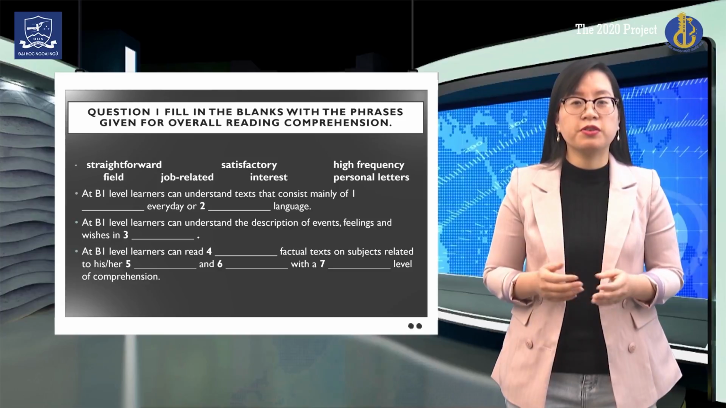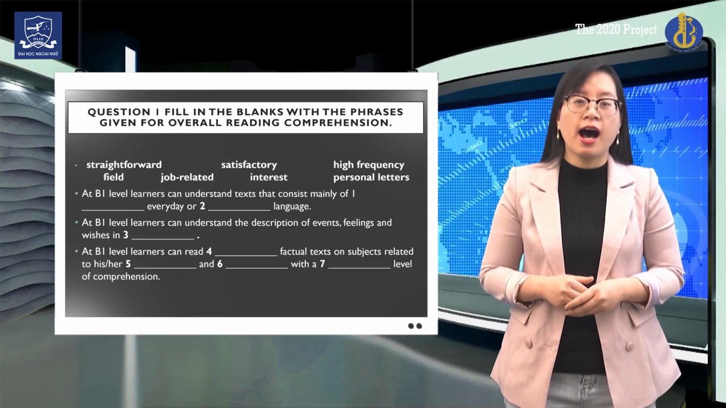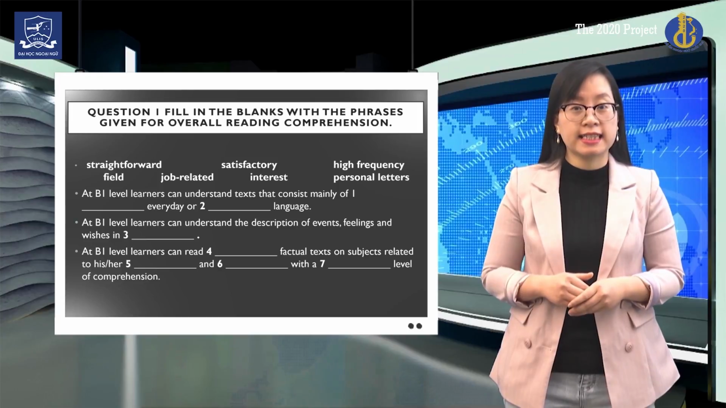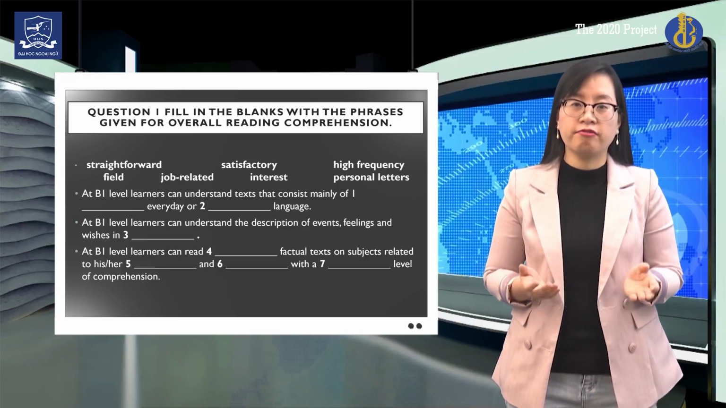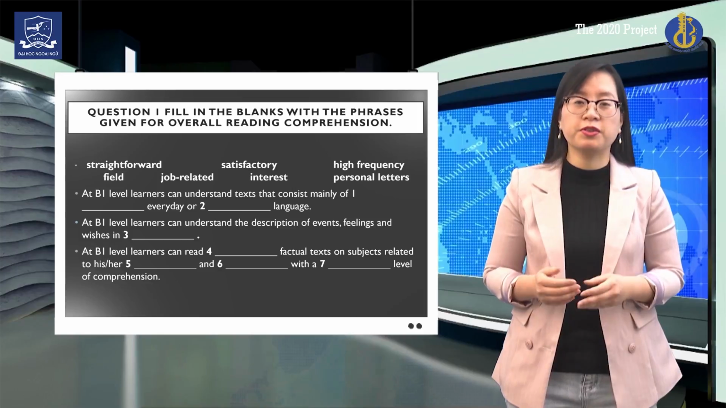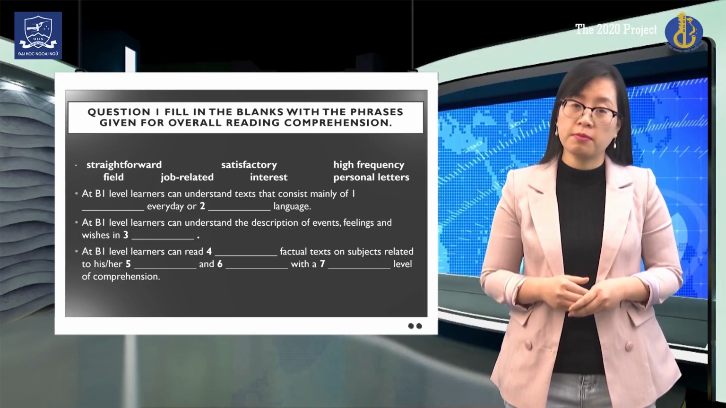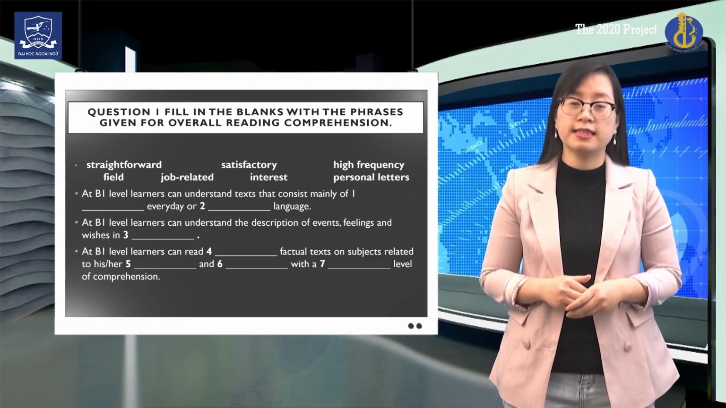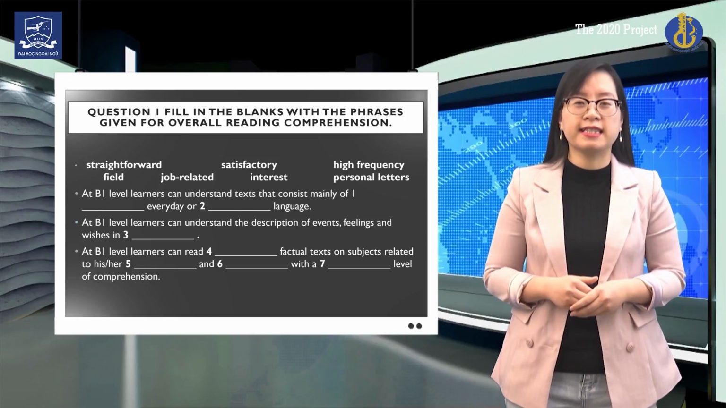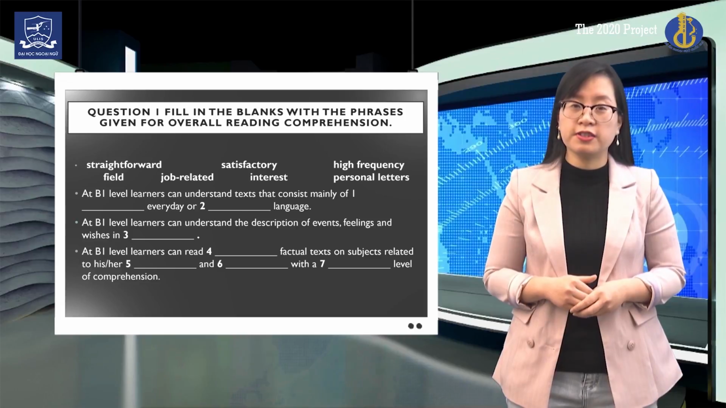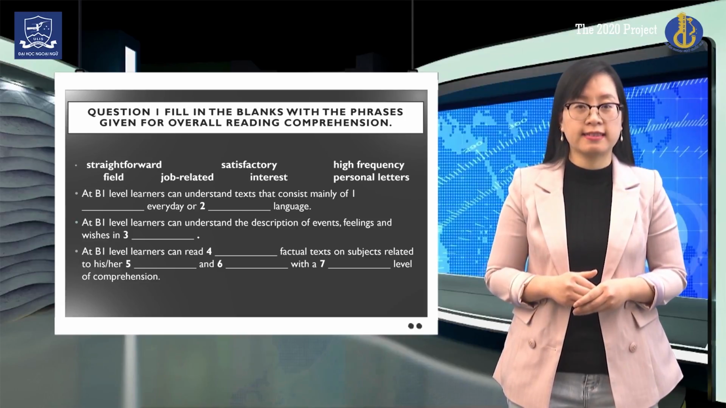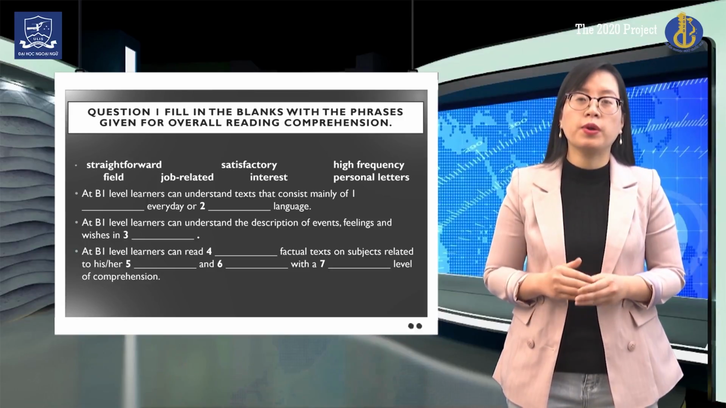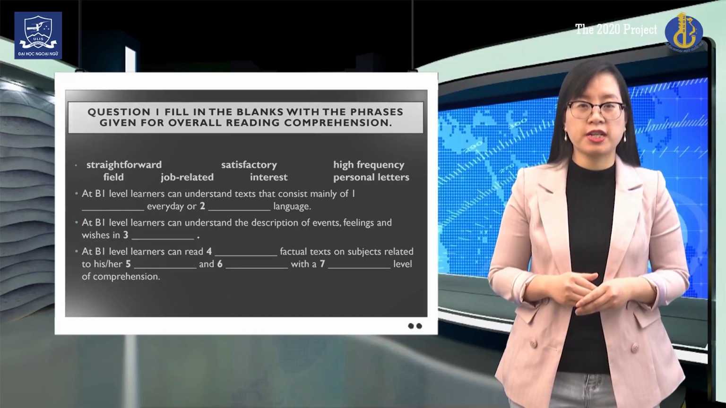3. Personal letters. While at B1 level, learners can understand the description of events, feelings, and wishes in personal letters. And number 4, straightforward. Number 5, feeling. Number 6, interest. And number 7, satisfactory. As you can see, at B1 level, learners can read straightforward factual text on subjects related to his or her field and interest with a satisfactory level of comprehension.